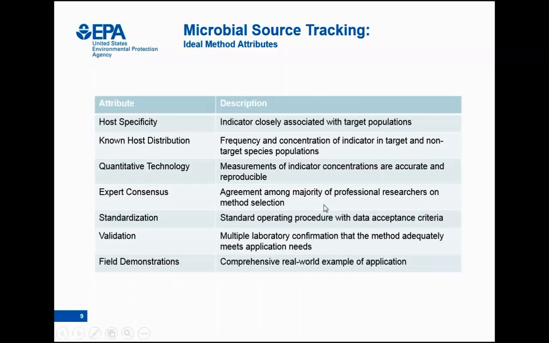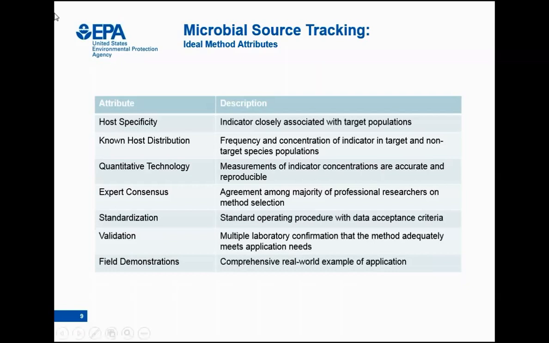So the first thing that I wanted to point out is something called host specificity. And this is what I was referring to in the other slide, where the indicator needs to be closely associated with a target population. So for example, if you wanted to identify septic system pollution in your surface waters, then you would want to use a method that's closely associated with human populations.